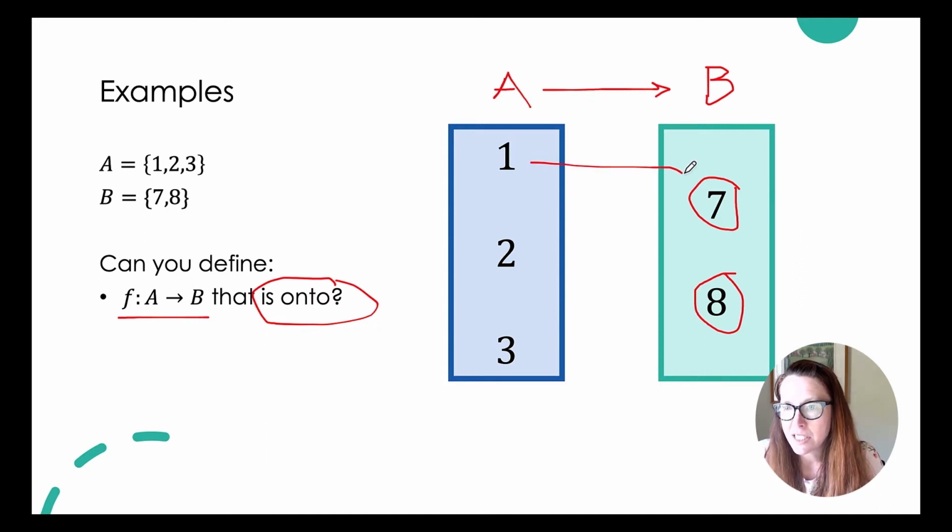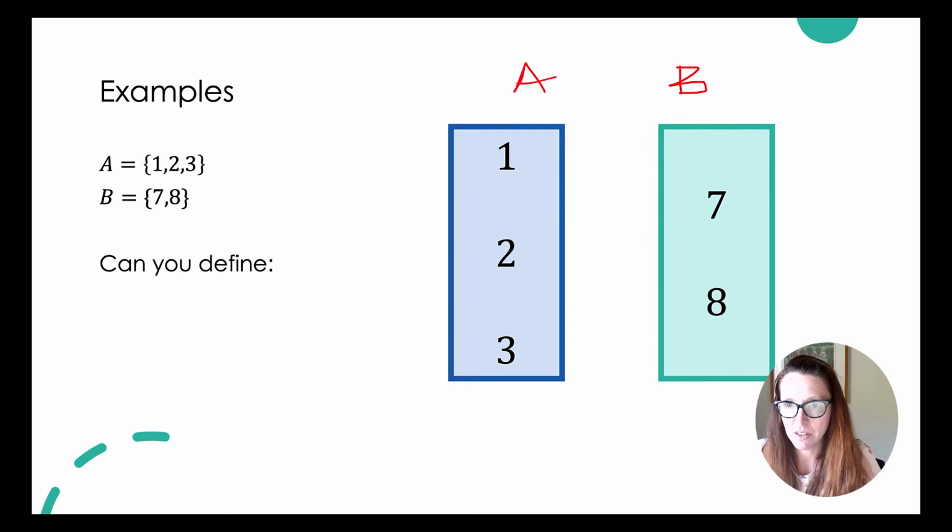So for instance, we could say, okay, well, we're going to map 1 to 7. We're going to map 2 to 8. And then, actually, it doesn't matter where we send 3. 3 can go to either 7 or 8, but as long as we have something coming in to 7 and 8, we're mapping onto the set B.